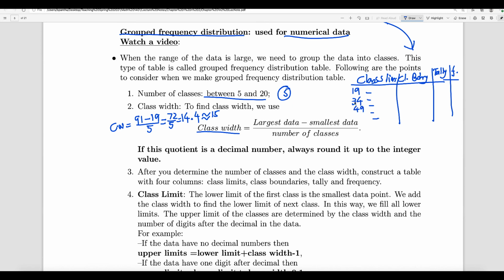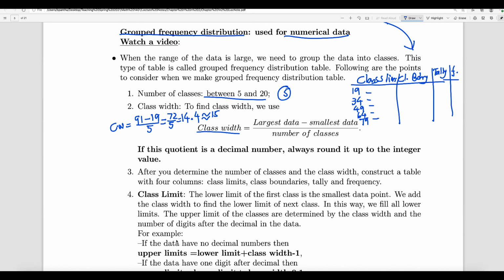Now 34 plus 15 is 49. That is the lower limit of the third class. Now 49 plus 15 is 64. And 64 plus 15 is 79. These are the lower limits: the lower limit of the first class, second class, third class, fourth class, fifth class, and so on. Now we need to write the upper limits. So how do I find the upper limits?